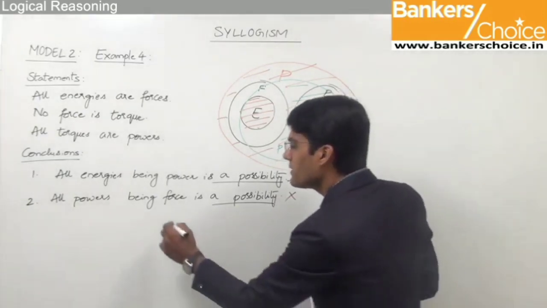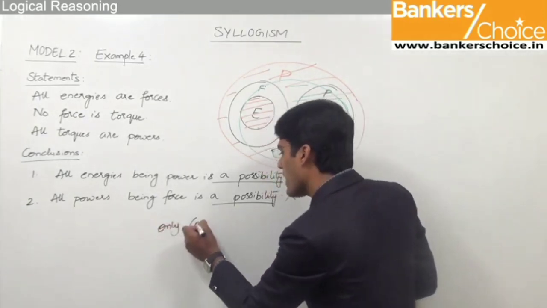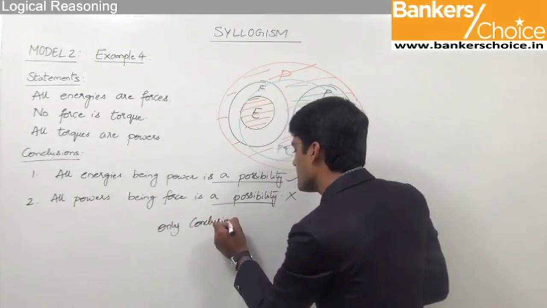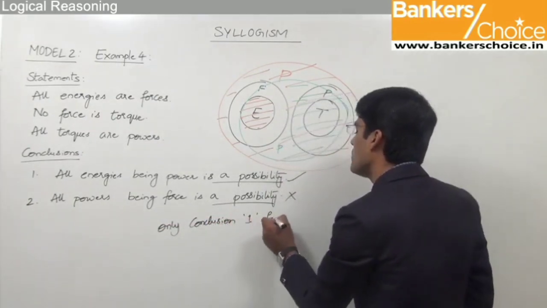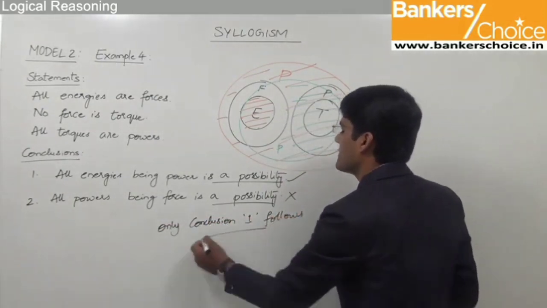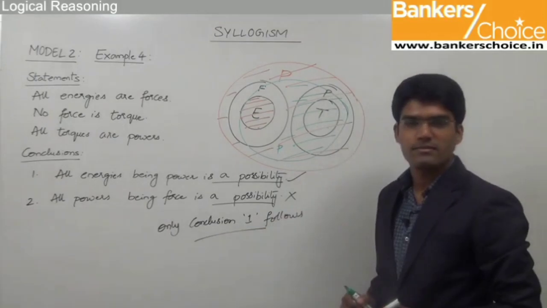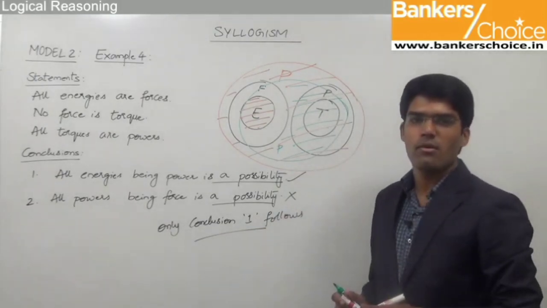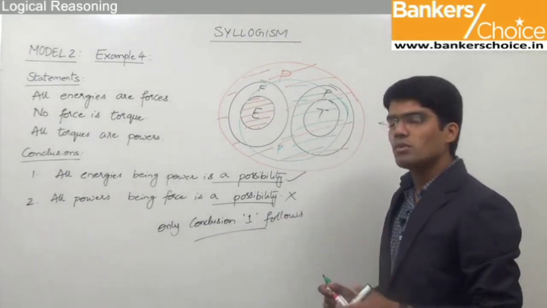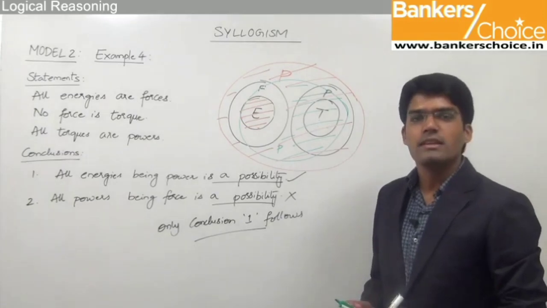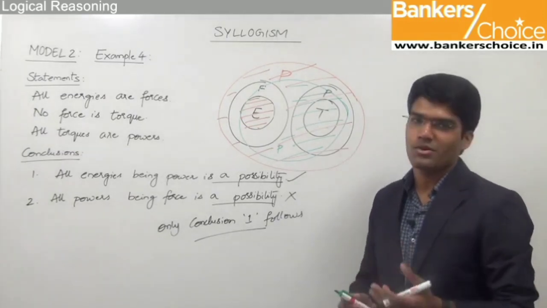So the answer for this one is only conclusion 1 follows the given statements. Conclusion 1 follows the given 3 statements. So as you can see here, it is all about checking whether the given conclusions in terms of possibility is true in at least one of the diagrams or not.